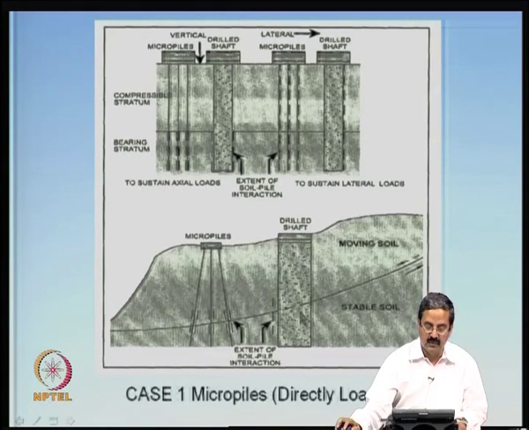The other application that I want to show you is that a slope failure can occur like this. This is a failure surface that you have, and this is a stable soil, this is a moving soil, and you have a pile. Why a pile is introduced is because of what is happening here: this is a driving force, and the bottom one is the resisting force in the opposite direction.